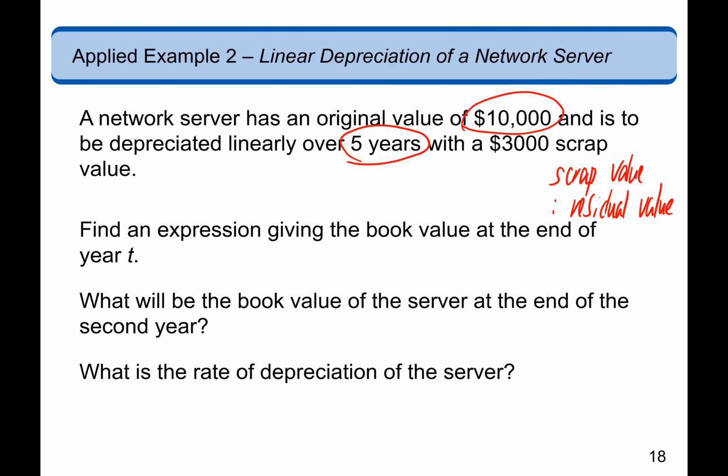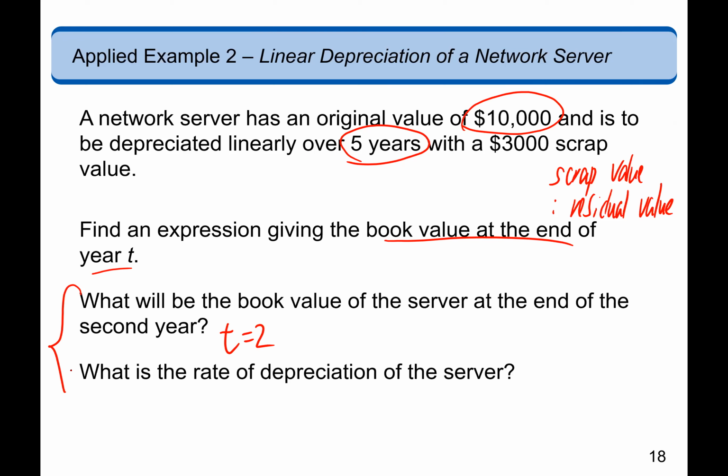So now you want to find the expression giving the book value at the end of year T. Okay, and what will be the book value of the server at the end of the second year, meaning when T equals 2? And what is the rate of depreciation of the server? Okay. So those are the questions we try to figure out.